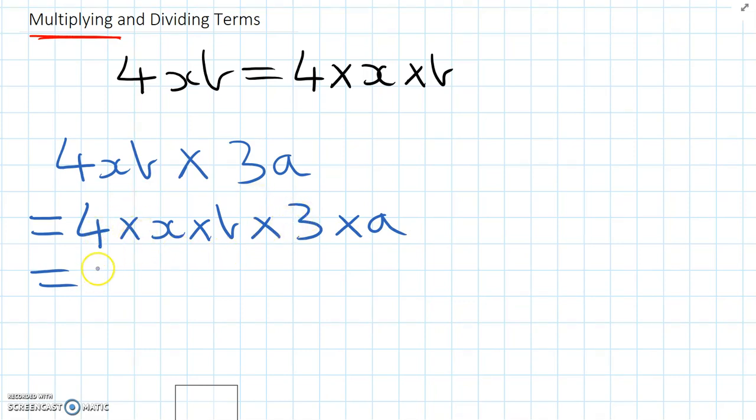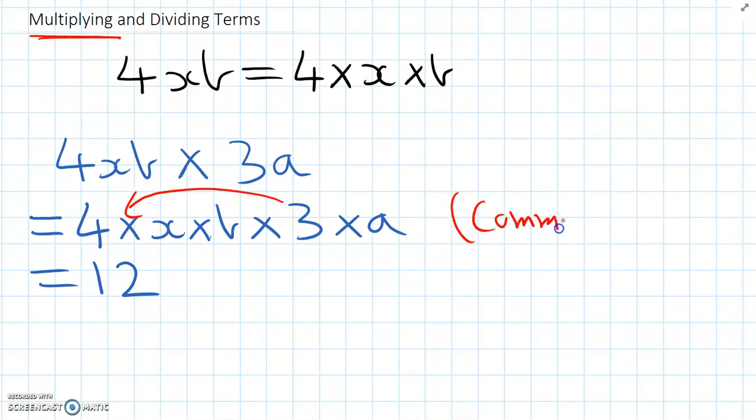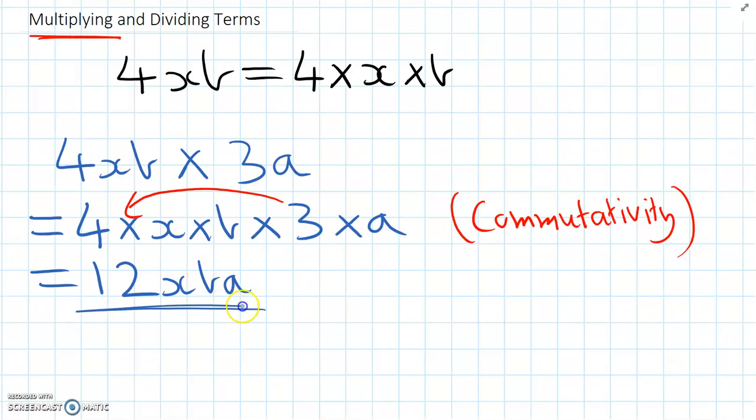3 times 4 we know is 12. So we're allowed to swap the 3 to here because we're multiplying, and that's the commutative law, or commutativity. And then we have x, b, and a all multiplying together. X times b times a. So now we've simplified it.